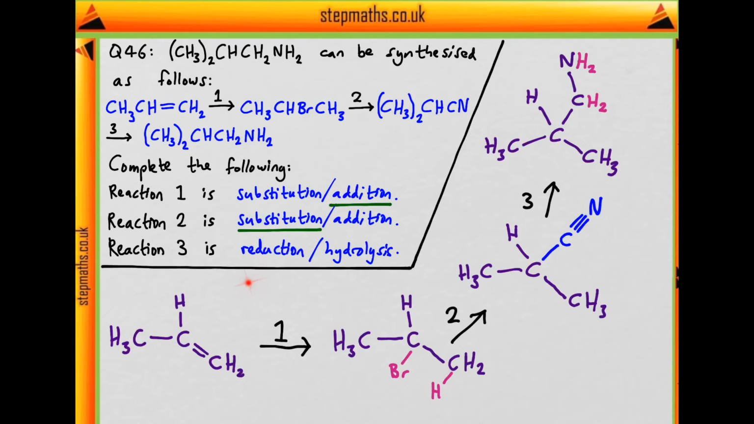Then finally, reaction 3. What's happened? You can see we've broken this triple bond and we've added 2 hydrogens to each atom. So which one is it? Well, firstly, what's meant by hydrolysis? The clue's in the name, we're adding water to break a bond. And you can see that we haven't added water, we've just added hydrogen. So is it a reduction?